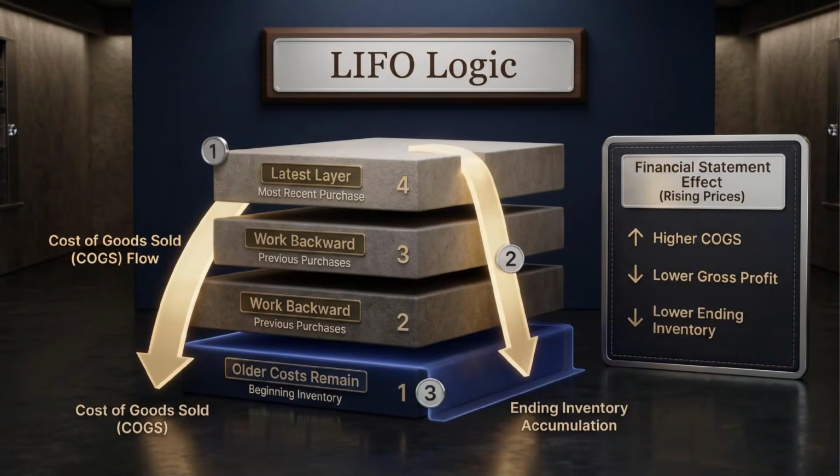LIFO means last in, first out. It assumes the newest costs leave inventory first and older costs remain in ending inventory. Under LIFO, we start with the latest purchase layer and work backward until all sold units are covered. In rising prices, this usually produces higher cost of goods sold, lower gross profit, and lower ending inventory because newer and more expensive costs go to the income statement. This slide is only the overview. In the next video, we will handle the more technical LIFO topics, including layers, pools, liquidations, and the LIFO reserve.